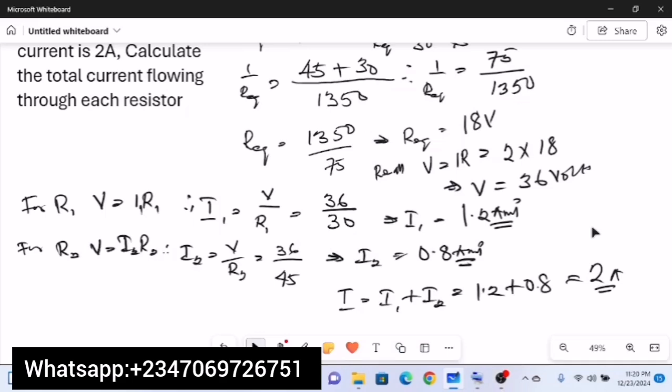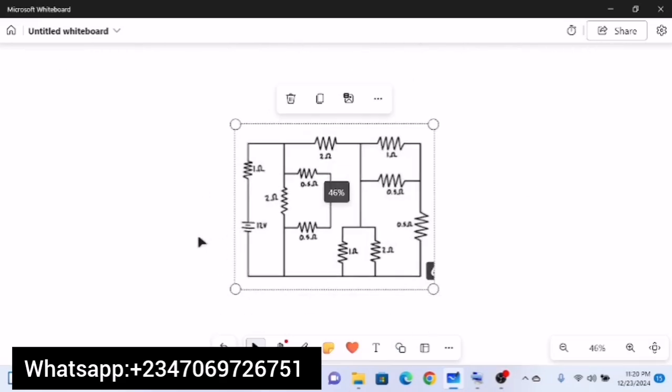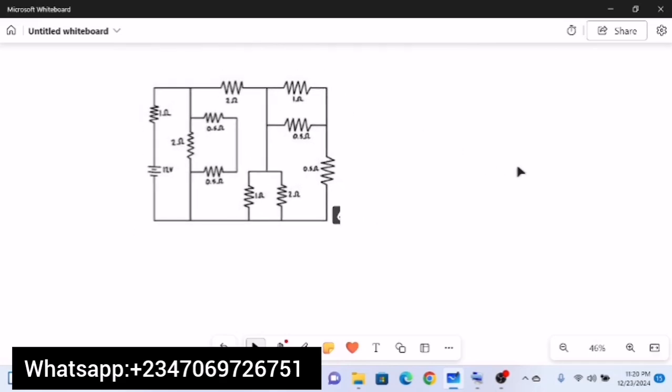Alright, so that will be it for this video. In the next video, we are going to be breaking down this circuit, because this is also a combination of resistors in series and parallel calculation.